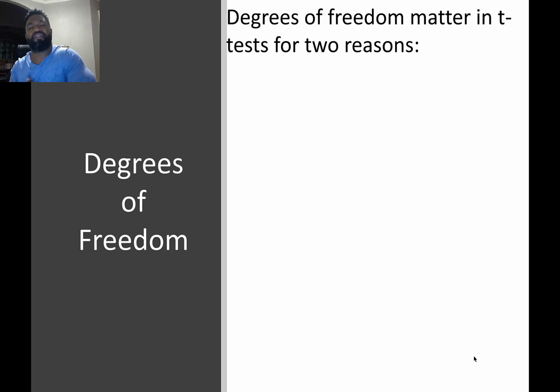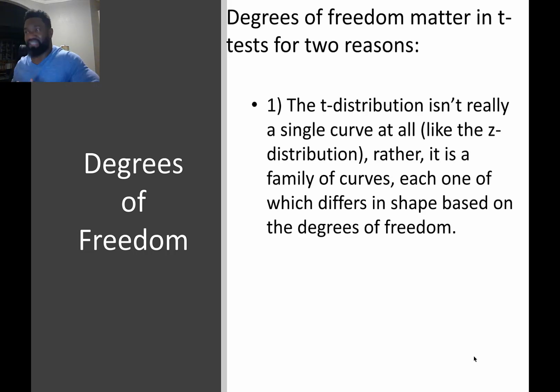Now, the degrees of freedom are particularly important in the t-distribution for 2 reasons. The first reason is that we talk about the t-distribution like it's just one curve, like the z-distribution, which was based on the unit normal curve, that symmetrical bell-shaped thing that we've come to know and love. But the t-distribution actually is not a single curve at all. It's literally a distribution of curves, a family of curves, and each one of them differs in shape based on the degrees of freedom for the test.